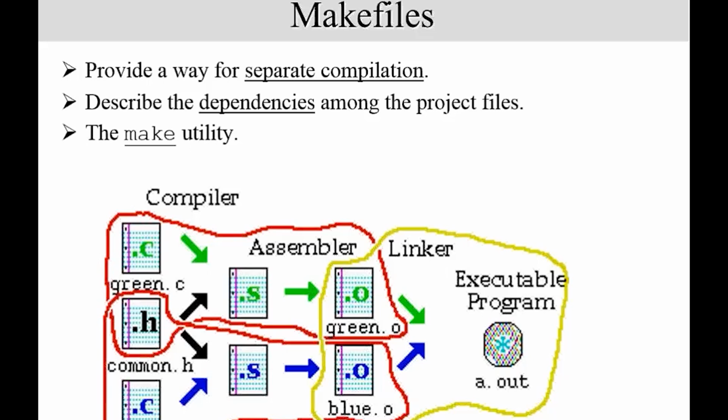And for these kinds of things, a Makefile is used, where you can capture the dependencies in a serial fashion, and then use that to your advantage in terms of what needs to be run and what does not need to be run. So a Makefile provides a way for separate compilation, to describe dependencies among the project files, and then you use the make utility to do the compilation.